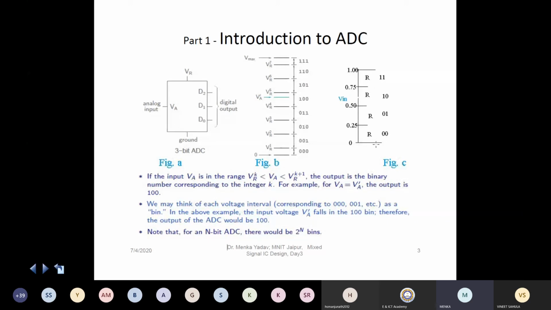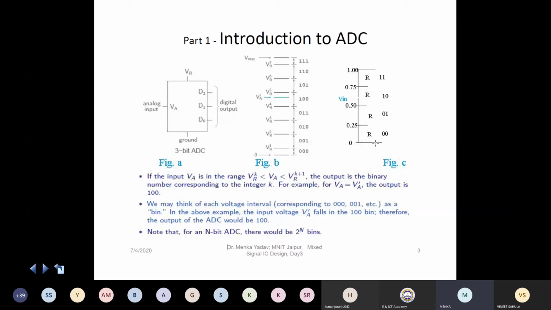Another type of convention, I am just giving another example. In figure number C, here we have all R resistances, and the minimum voltage is 0, maximum voltage is 1 volt. Since this is 2-bit, every level corresponding to R will have a 2-bit digital data output. So for example, any voltage between 0 to 0.25 we should get 00. Any voltage between 0.25 to 0.5 volt, it means we are going to get 01.